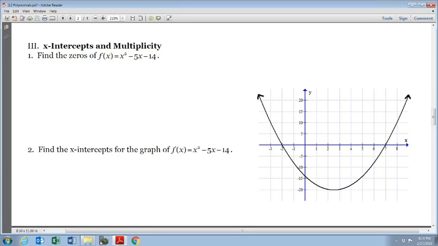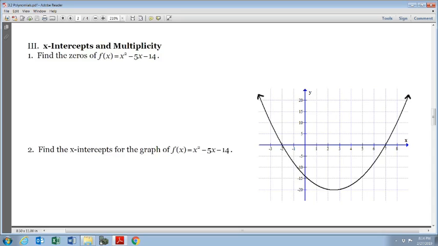Alright, in this lesson I'll finish the notes on 3.2 on polynomial functions. So here we're going to talk about x-intercepts and multiplicity. We previously talked about the end behavior of polynomial graphs. Now our focus is going to be on what's going on in the middle.